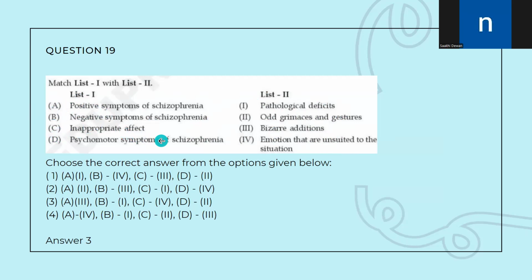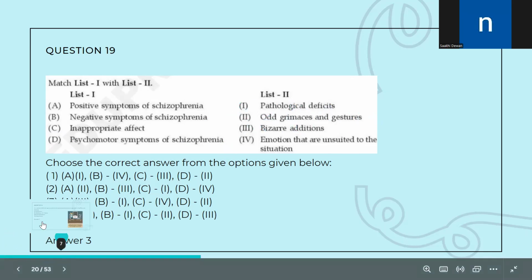C part is inappropriate affect. Affect refers to emotion. So affect or emotion that is inappropriate to a particular situation refers to inappropriate affect. That is the typical symptom of people with schizophrenia. So it will be matched with option number four, emotions that are unsuited to a particular situation. And the last one is psychomotor symptoms of schizophrenia. This refers to odd grimaces and gestures that people with schizophrenia make. So the answer will be option number three.